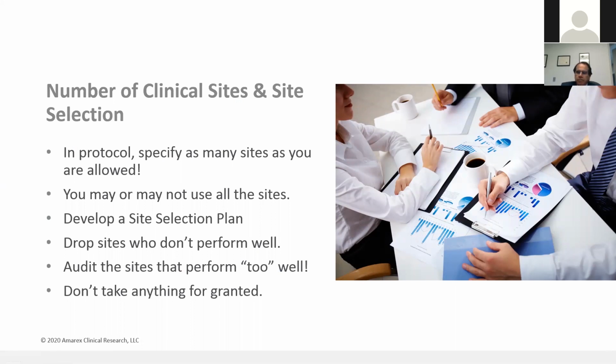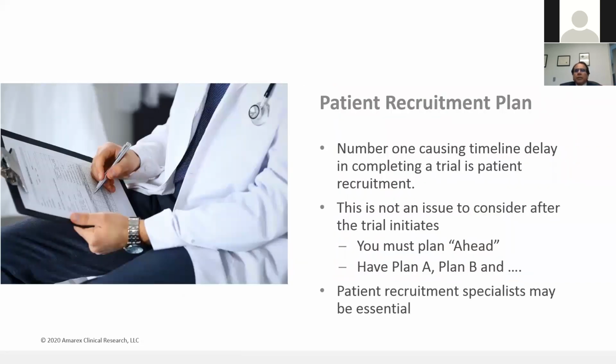And so making sure that really the sites that you are choosing are the right sites. And if they are going to bring too many patients, audit them before allowing them to have more than 15, 20% of your patients. Patient recruitment plan. That is another one that really, after the trial starts, you need to have in your hand, and how you are going to recruit.